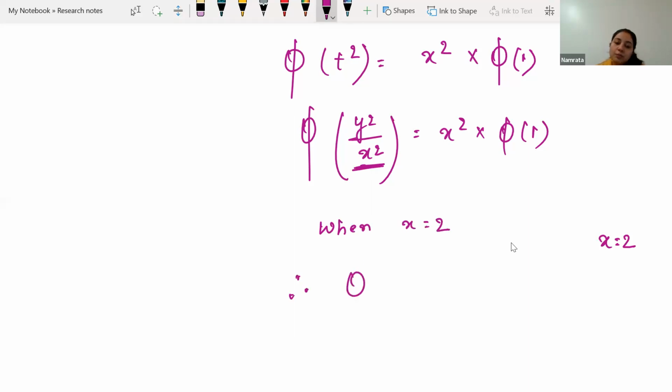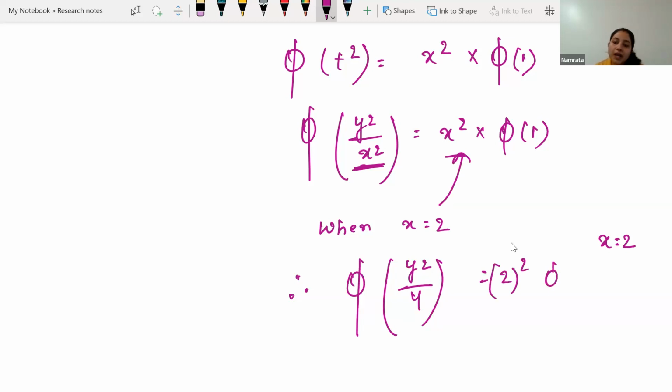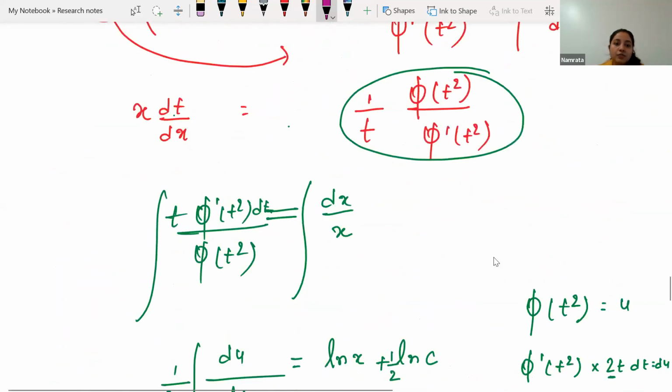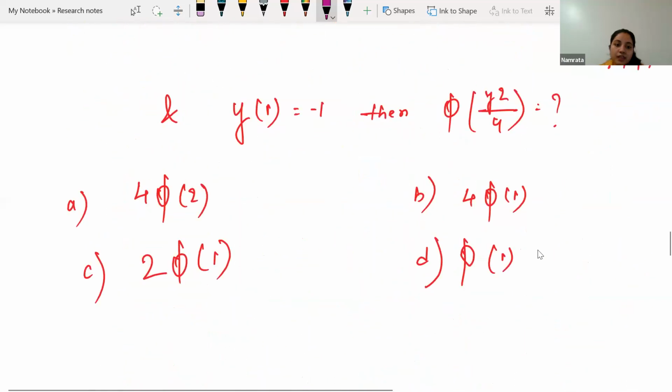Therefore we will have phi of y square by 4 is equal to, here we substitute 2, so it will be 2 square, and here we have phi of 1, that means 4 phi of 1. What is the value of phi of y square by 4? It is 4 times phi of 1. Is there any option like that? 4 times phi of 1? Option B. Can you see option B is the correct option?